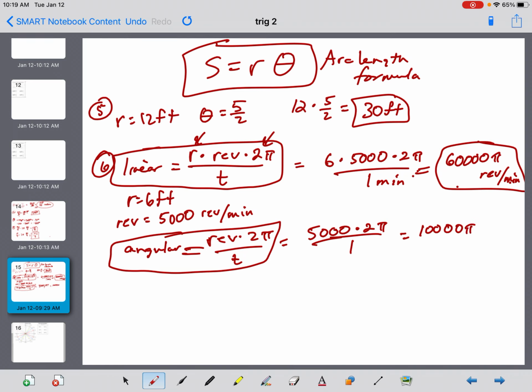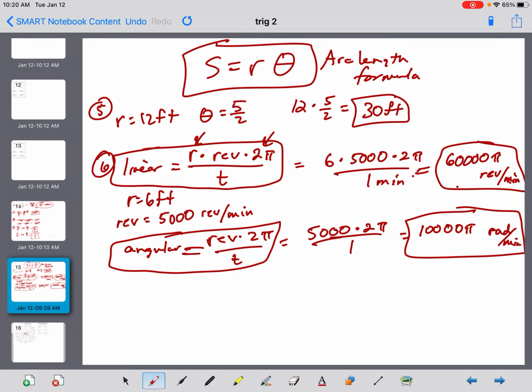And this is going to be radians per minute. Notice it's a measurement of an angle. That's why we don't include the radius, because the radius makes it linear. Okay, that's 6.